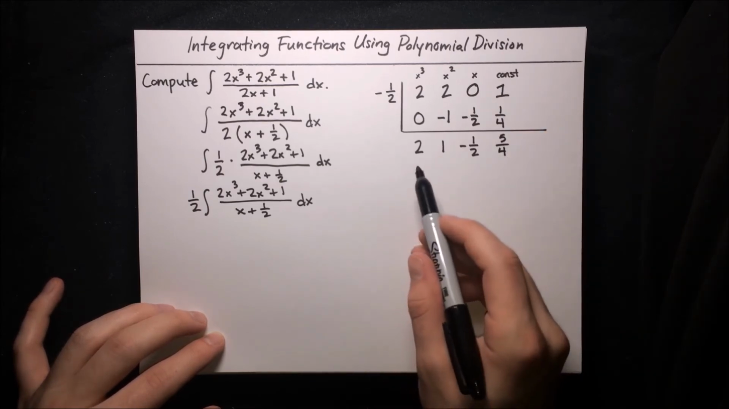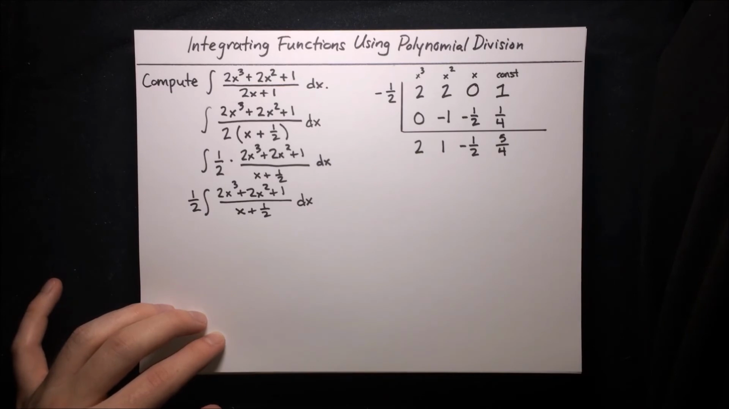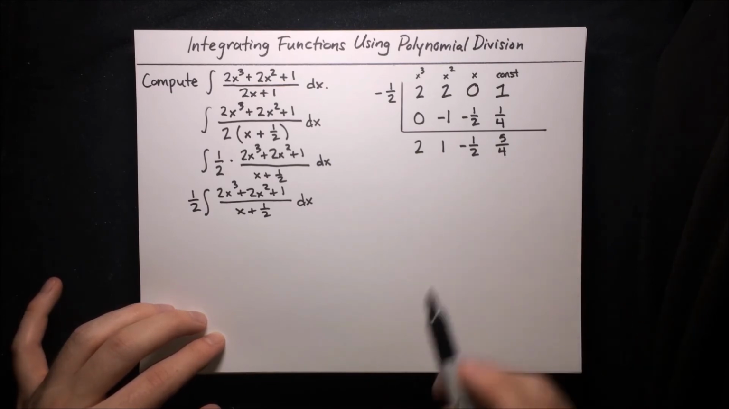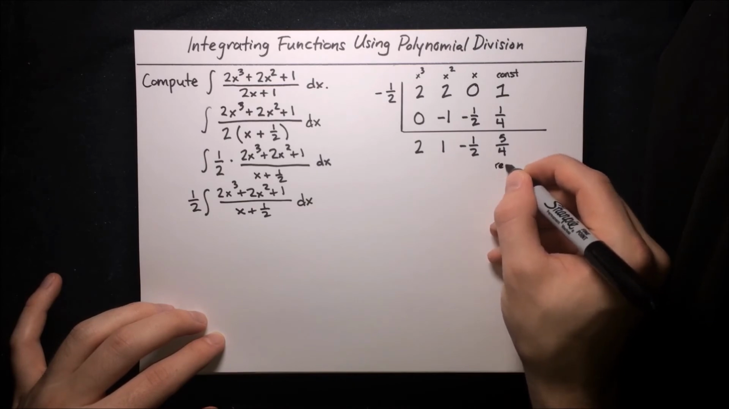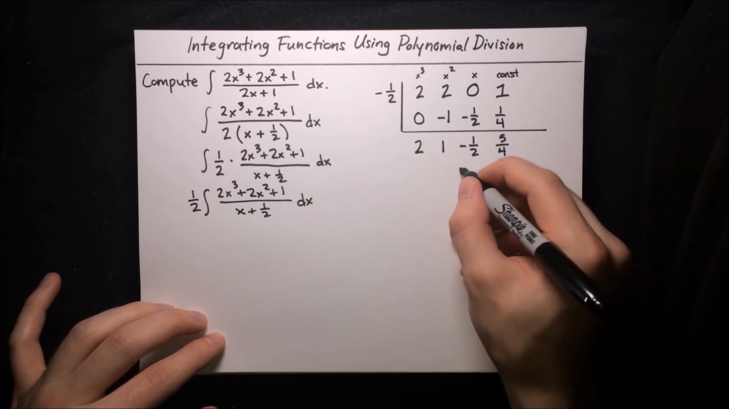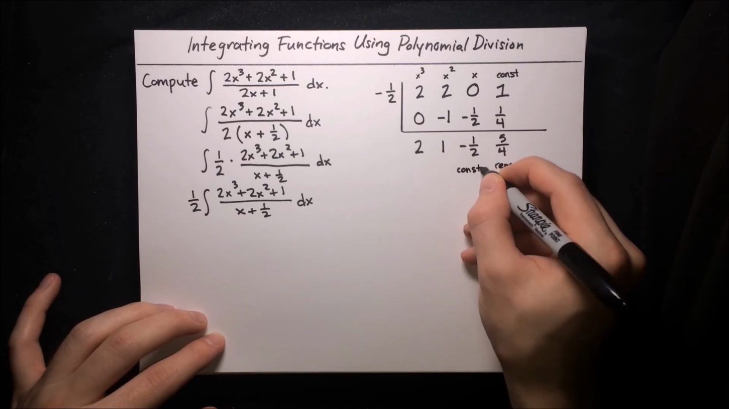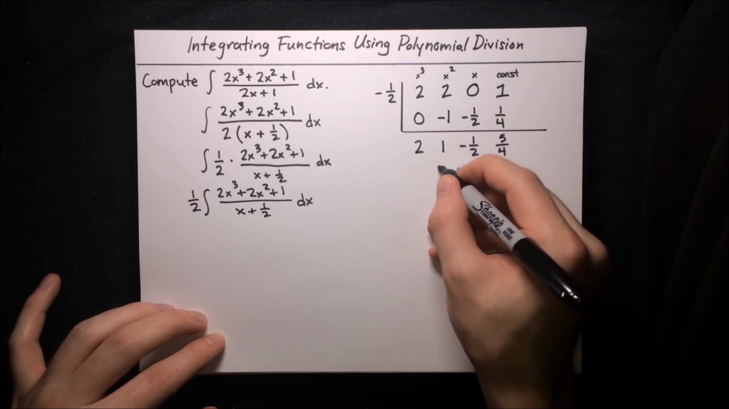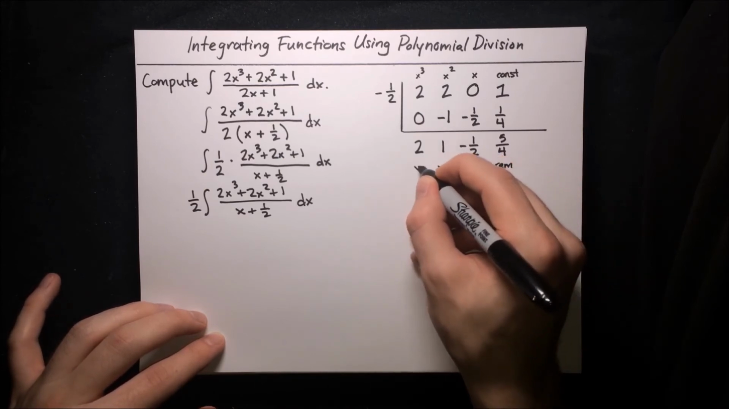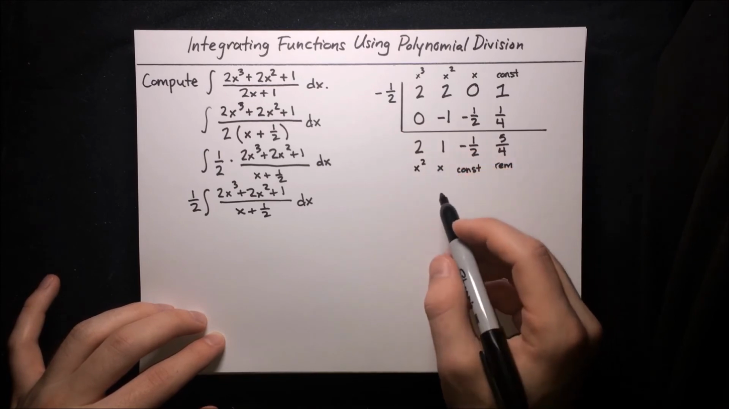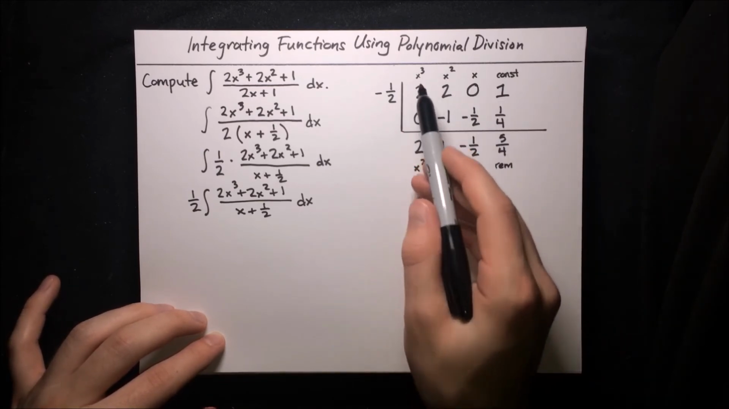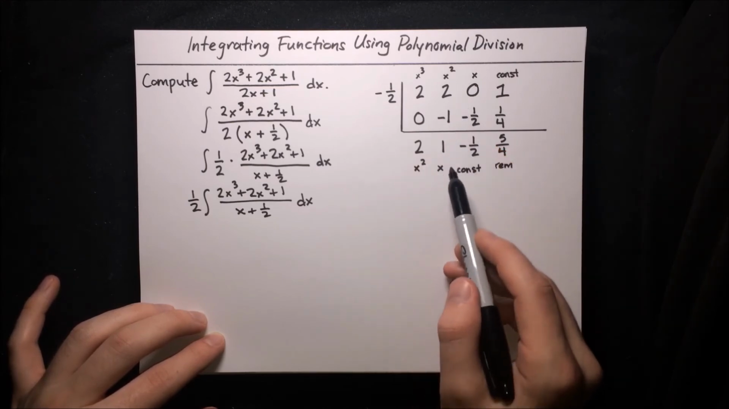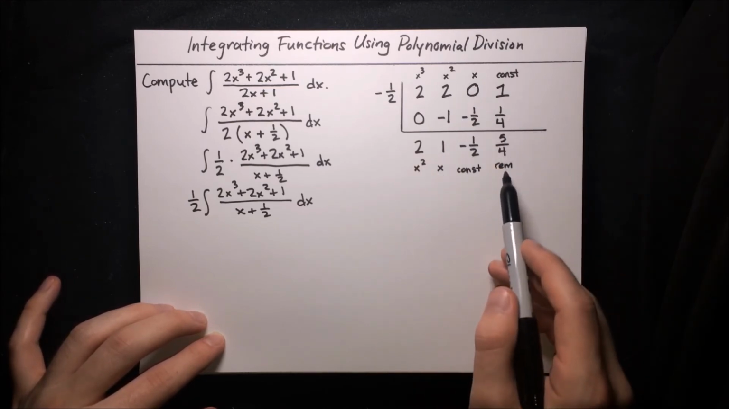Now this bottom row gives us the coefficients for our result, with the last entry, 5/4, corresponding to the remainder. So if we work backwards, that 5/4, that's the remainder. Negative a half, that's the constant. What comes after constant? Well, x. Then after x is x squared. So it's really like these powers of x have just shifted down a power. X cubed goes to x squared goes to x goes to constant goes to remainder.